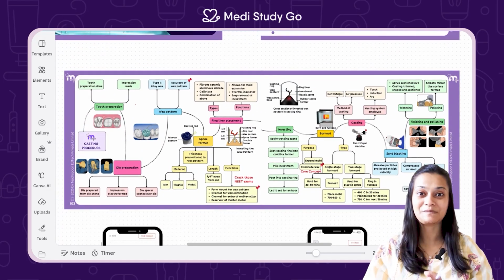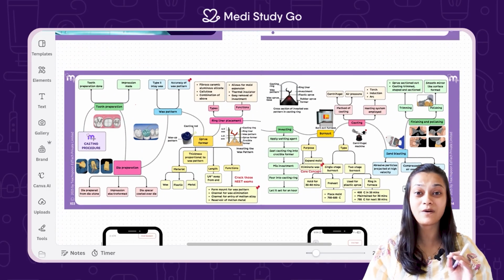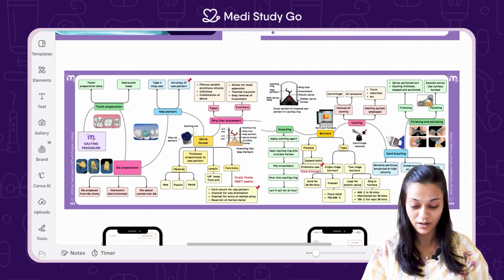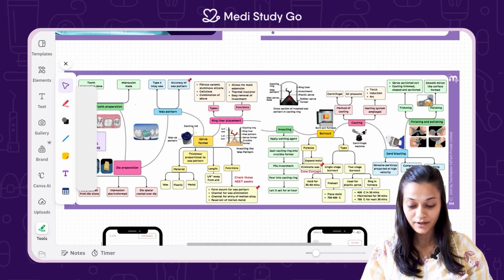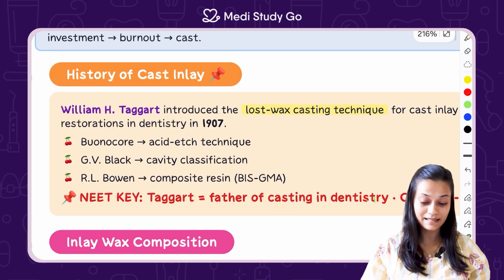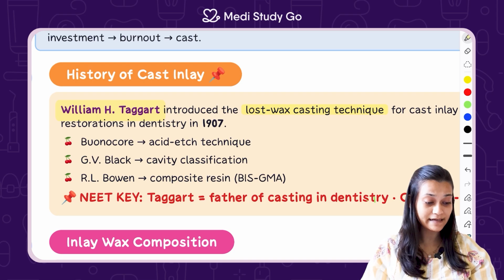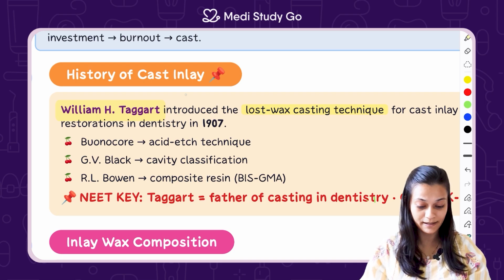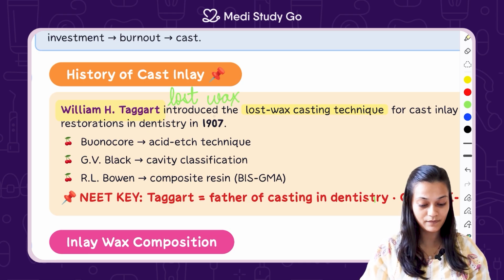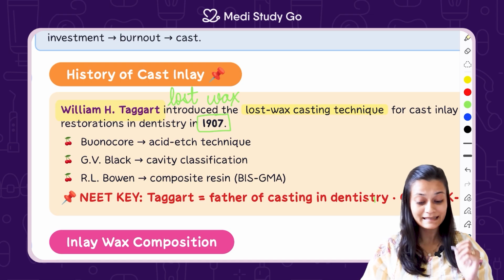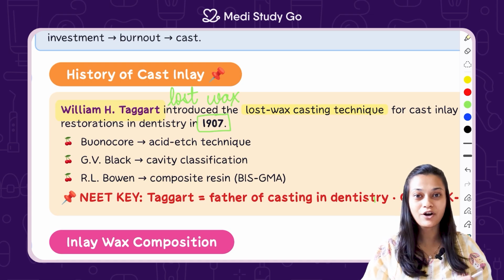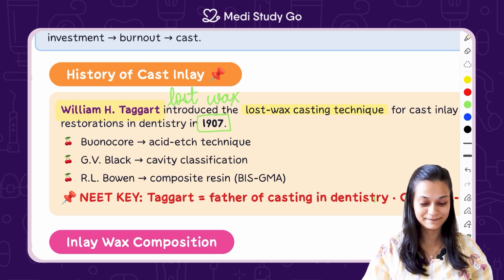And this master chart that I like to call is all that you need to remember. So if I have to tell you to remember one name, that's going to be William H. Taggart. Very important, because the technique that we are going to be talking about today, which is the lost wax technique, was developed by him in 1907, and he has been known as father of casting in dentistry.